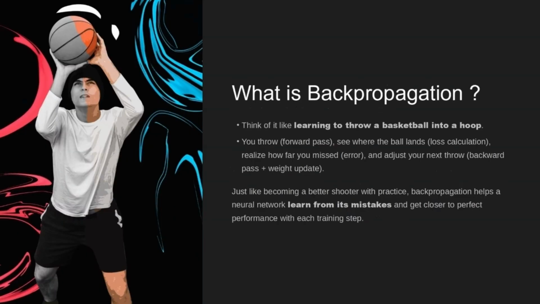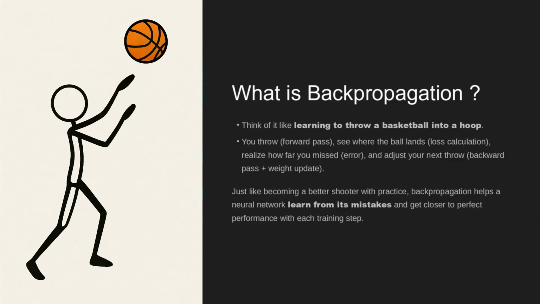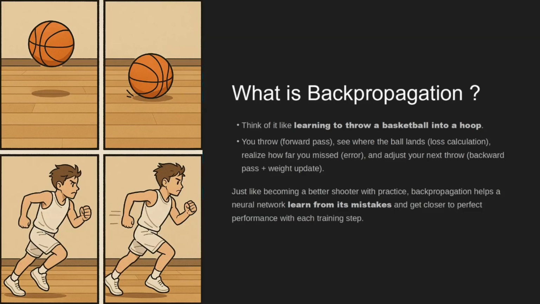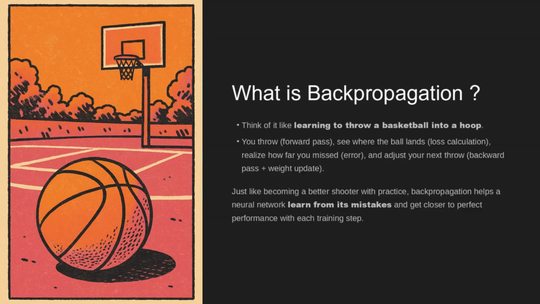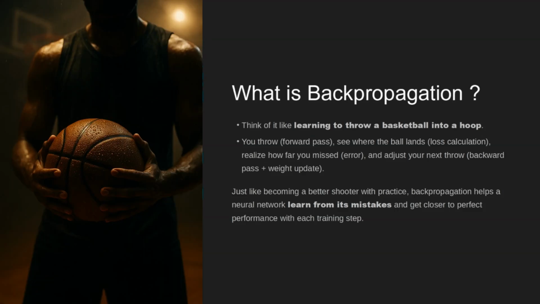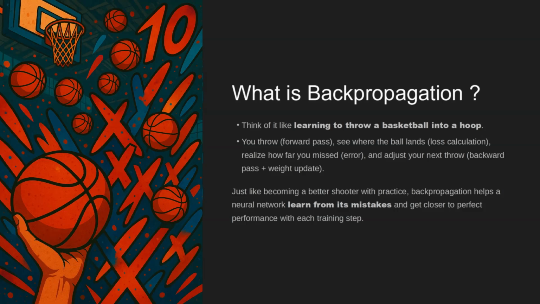Let's explain what backpropagation is. Imagine learning to throw a basketball into a hoop. At first, you throw the ball. This is like the forward pass in a neural network. You watch where the ball lands. That's your loss calculation, the measure of how far you missed the target. Then, you think about what went wrong. Was the throw too short? Was it off to the side? This reflection is like the backward pass, where the network figures out the error.